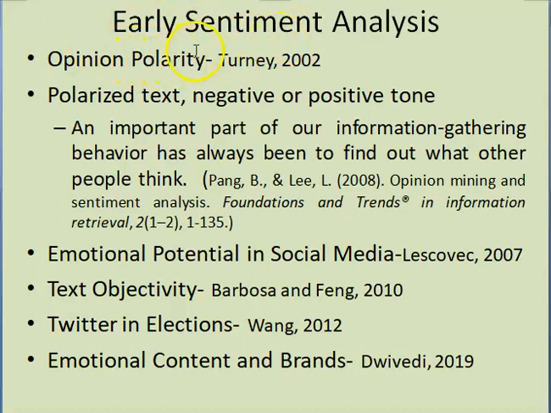So early sentiment analysis, opinion polarity was identified by Turney in 2002. This is the oldest paper that I could find. Maybe there are more papers, but this is an important paper which will tell you what is opinion polarity. Then polarized text, negative and positive tone. So this particular author, Pang and Lee, written in 2008, they point out that information gathering behavior always involves finding what other people think about a particular thing. And social media is a very powerful tool. So we have emotional potential in social media, Leskovec in 2007. Then text objectivity by Barbosa and Feng in 2010, and Twitter and elections, Wang 2012, and emotional content in brands, Dwivedi in 2019. These are some of the very important papers that will help you gain insight into what kind of a power lies in sentiment analysis.